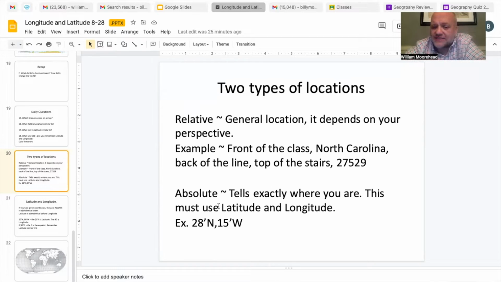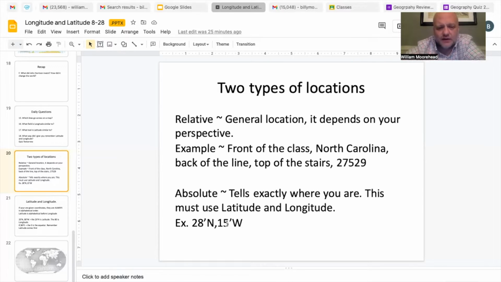But John Harrison gives us absolute. That pinpoints exactly where you are on the planet. Now, to have absolute, you must have both longitude and latitude, not just one. You've got to have them both. So, our two types of location, relative and absolute. Our examples of absolute: 28 degrees north, 15 west, 13 degrees south, 122 degrees east. Those are the imaginary lines that run across the globe, and they pinpoint exactly where you are.